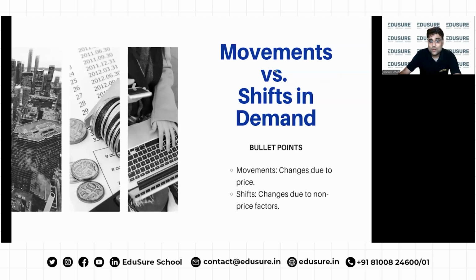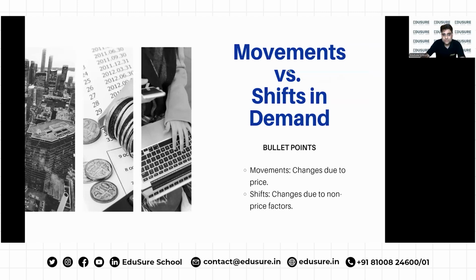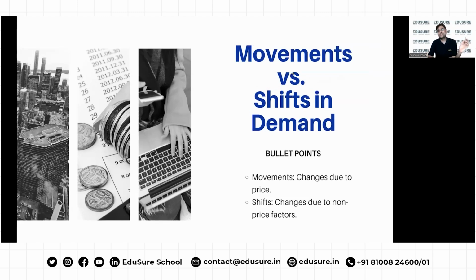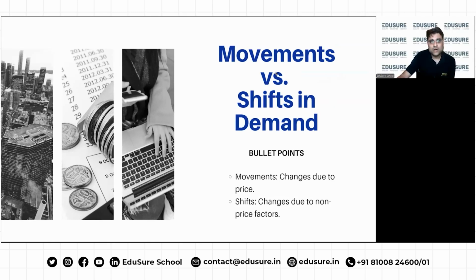Now, let's go into movements and shifts of the demand curve. We need to distinguish between movements along the demand curve and the shift in the demand curve. Movements along the curve happen when there is a change in the price of the good, resulting in either an increase or decrease in the quantity demanded. So movement along the curve happens because of a change in price.